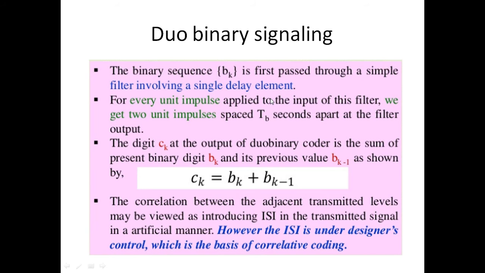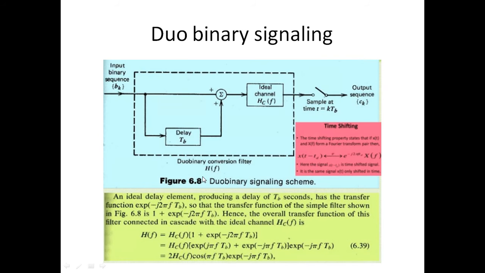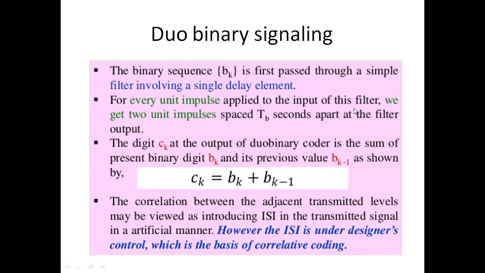So now, what is the rule? At the input, see here ck, how we are producing the original input sequence bk and the delayed sequence. If we add both of them together, we get the ck sequence. So we can define the digit ck, the output of the duobinary coder, as a sum of the input bk plus bk minus 1, the delayed sequence.